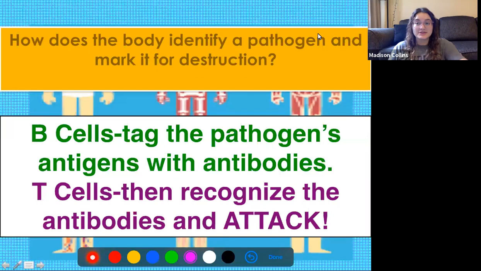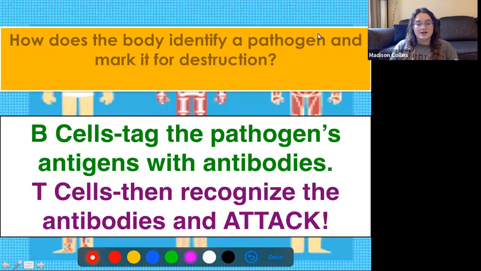So again, B cells are going to almost get the attention of T cells. Be like, hey, it's over here. Come on. They're going to bring the T cells over, who then kill the pathogen and help you survive. Okay, so B cells tag those antigens with antibodies. T cells come over and kill the pathogen.